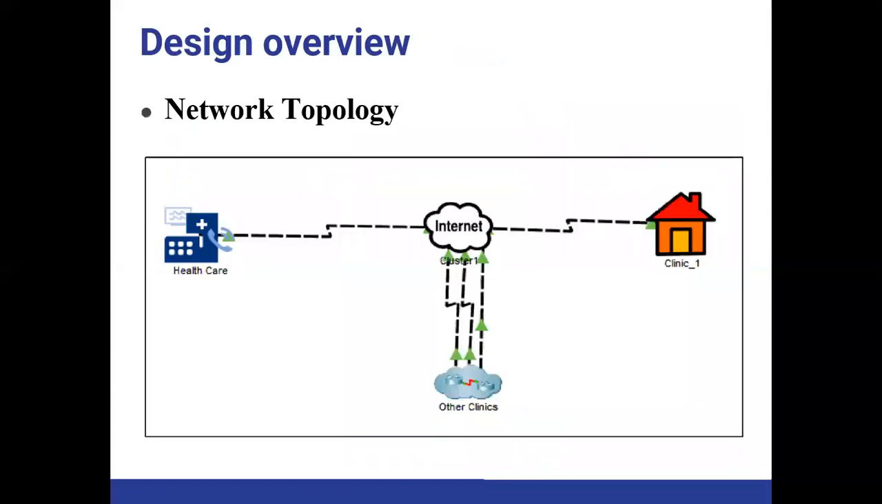This is our network topology. This is the clinic side, and this is the healthcare side, and this is in the middle, the network. It is like having a clinic in each block in the city. We just made it for one clinic. We can make it very large by considering other clinics in each block of the city.